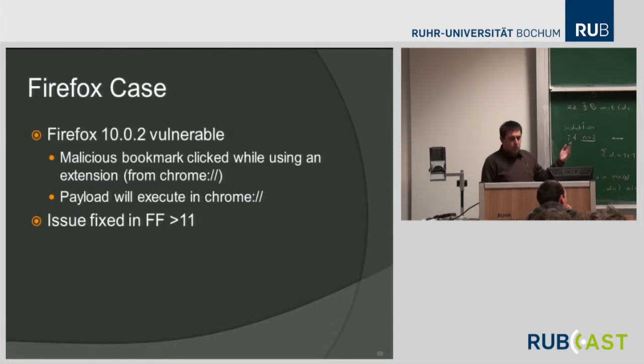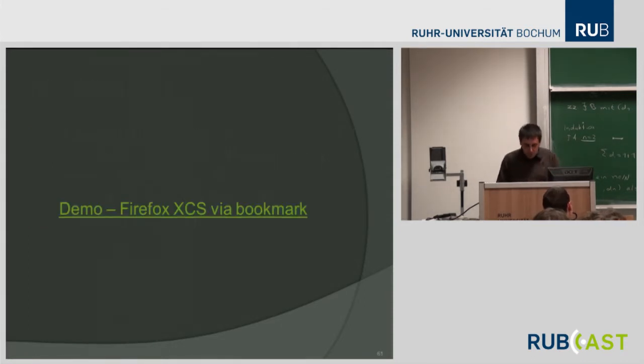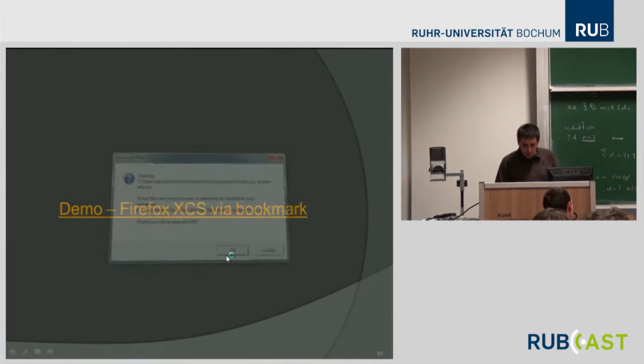Firefox 10.02 was actually vulnerable to this attack vector, which was fixed in Firefox 11. So let's say the malicious bookmark was clicked and you were using an extension. When you click the bookmark, the payload will execute in Chrome. And I'll show you a very short demo as well.